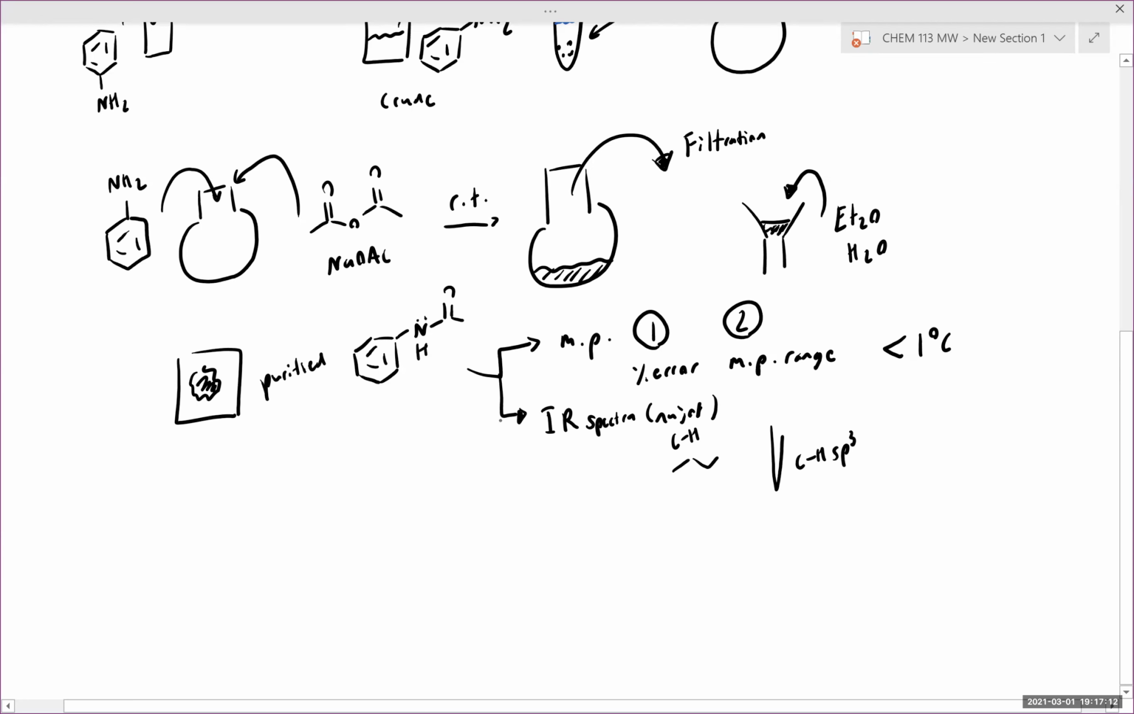Any questions so far? Any questions so far on the mechanism? Any questions so far on what we're doing in this lab? This is a very fun reaction to run because it's dump and stir. It's very straightforward. You can see the product precipitating out as you watch.